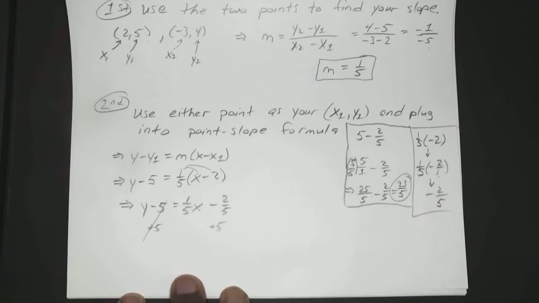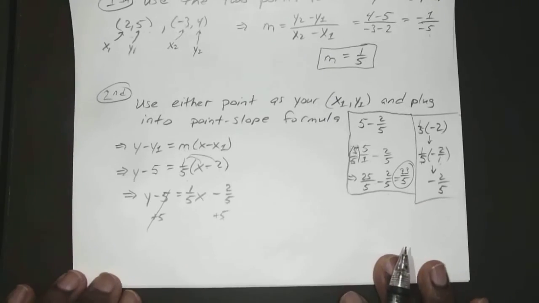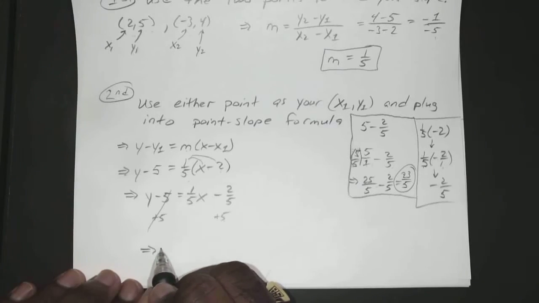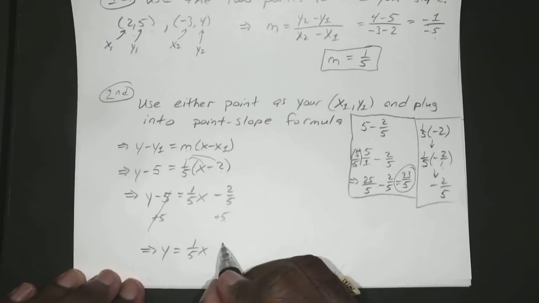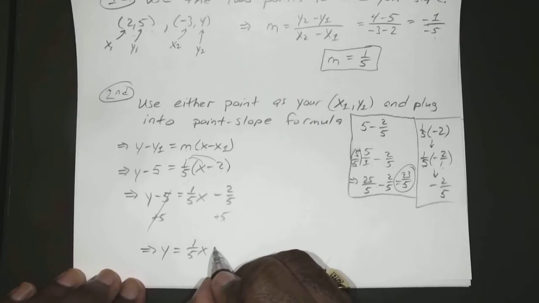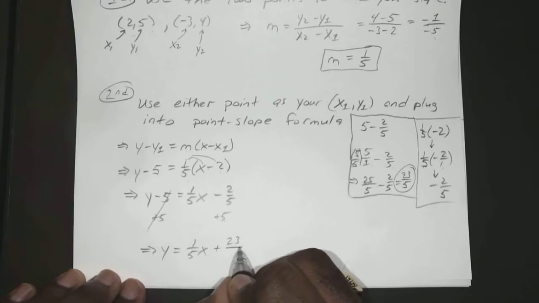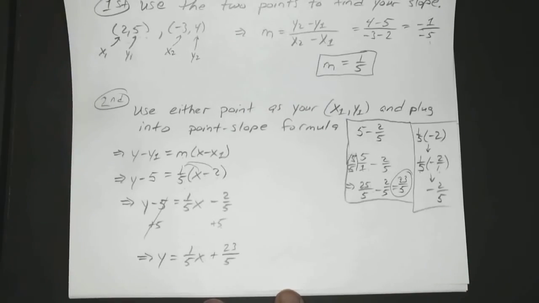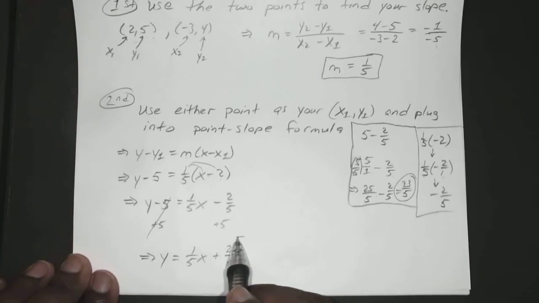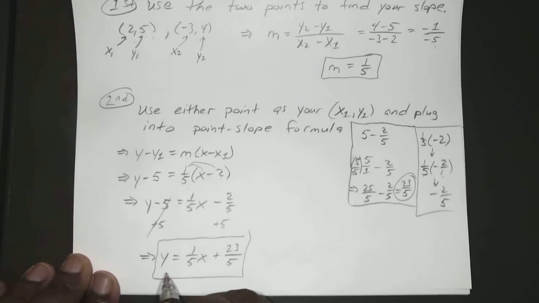Okay, so that means that y is going to equal 1 over 5x plus 23 over 5. Okay, so that would be your slope-intercept form.